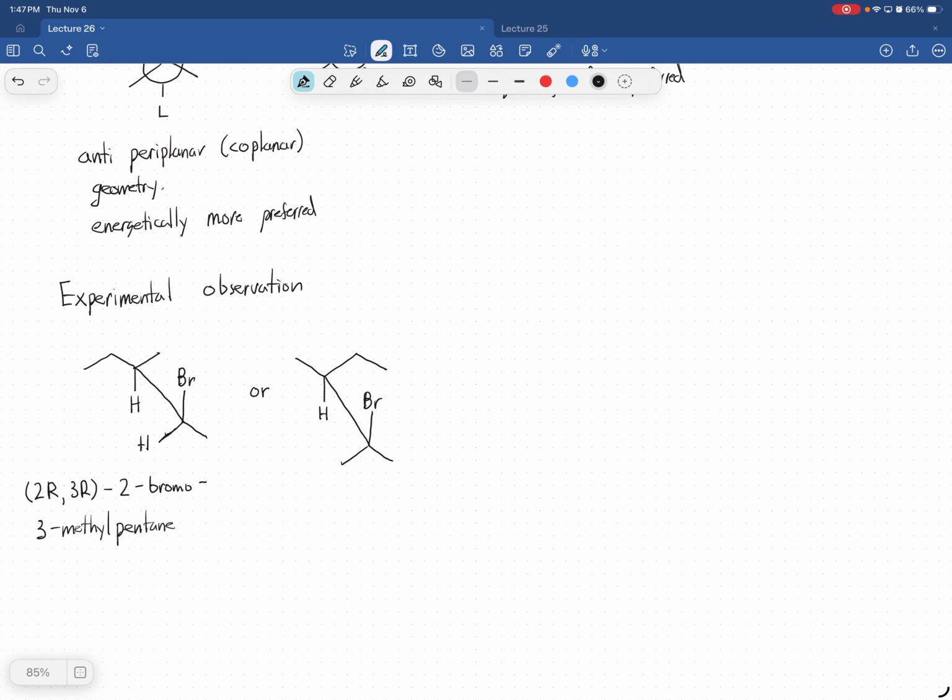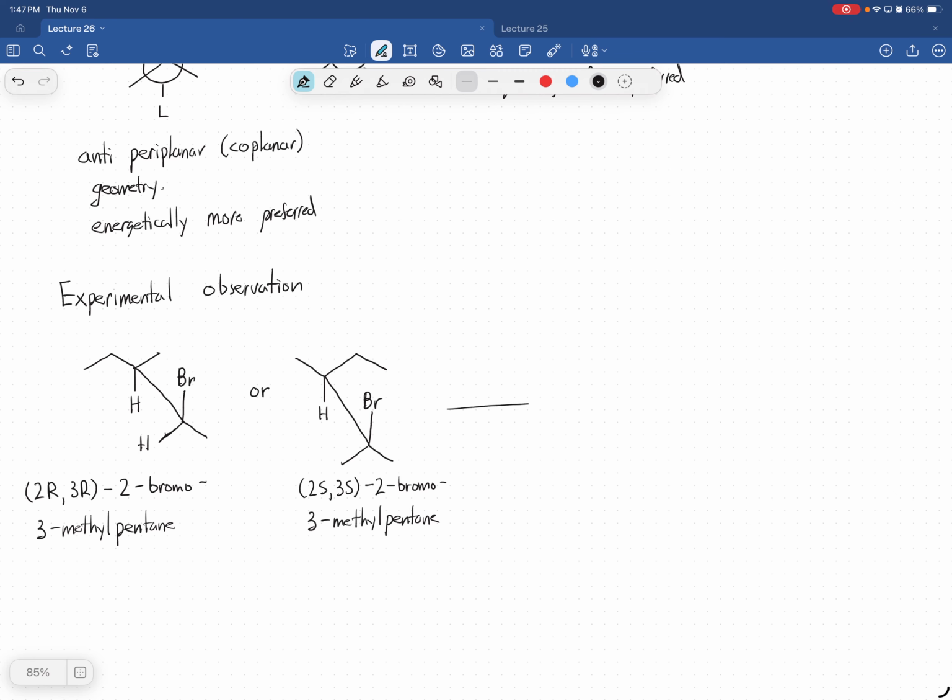All right, and then you have the other isomer. We're just going to draw the enantiomer because the groups are switched now. So 2S, 3S, 2-bromo, 3-methylpentane. So it doesn't matter which enantiomer you use, you'll get the same products here. And they all occur through an anti-periplanar transition state.